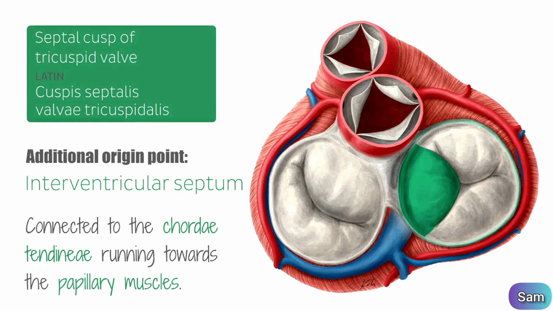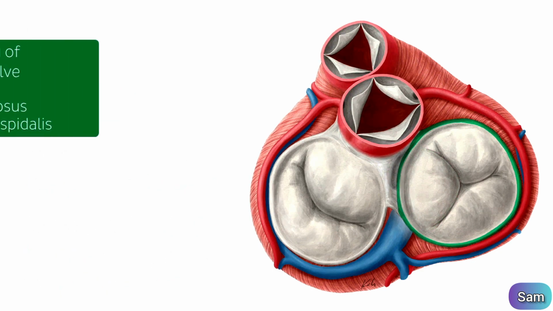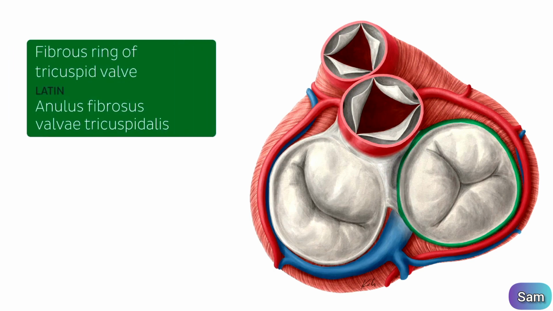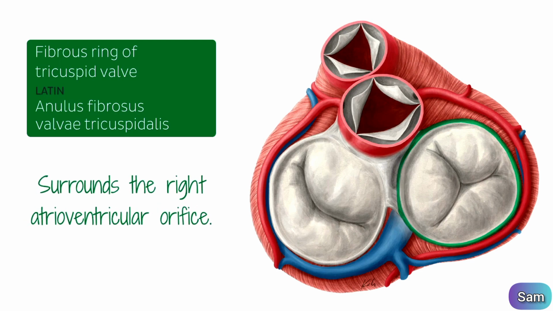Also worth highlighting here, the right fibrous ring that we just talked about, or the fibrous ring of the tricuspid valve. Now, this ring surrounds the right atrioventricular orifice and consists mostly of collagen. This fibrous ring is part of the framework that separates the atrium from the ventricle and is the attachment point for the tricuspid valve.